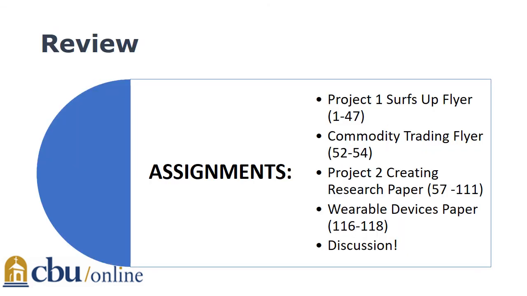So to review, I'm looking for 5 total things for you on this week's assignment. That is going to consist of 2 types of projects, a flyer and a research paper. The first thing I'm looking for is the Surf's Up flyer, and again, you can walk through using the step-by-step tool in the learning activity. The second thing is a commodity training flyer.